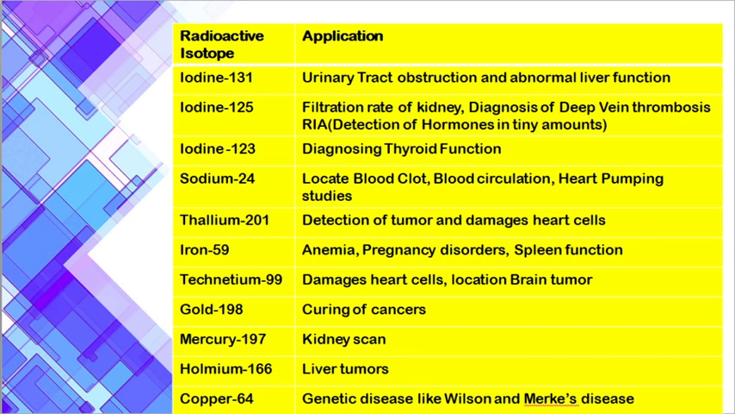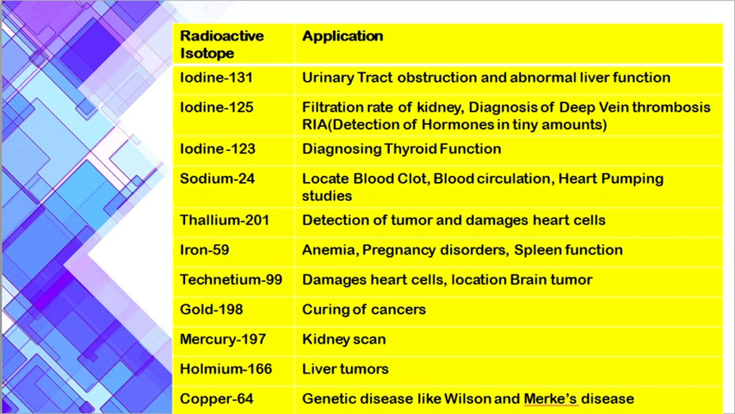Next is sodium-24. It is used to locate blood clots during any kind of accidents, and it is also used to study circulation of blood, and also it is used to study how the heart is pumping and the heart function. Next is thallium-201, which is used to detect your tumor. In addition to that, it is also used to detect any damaged cardiac cells.